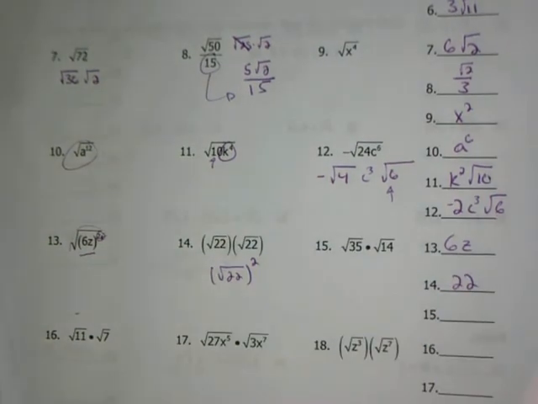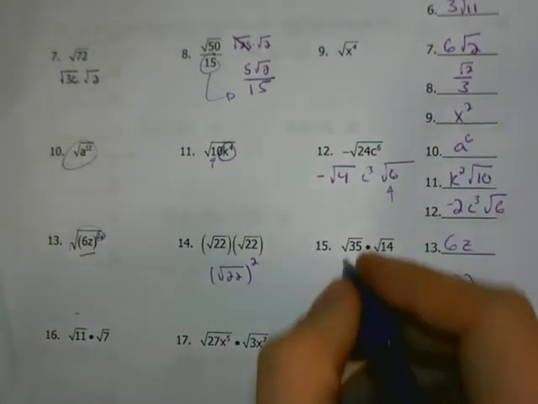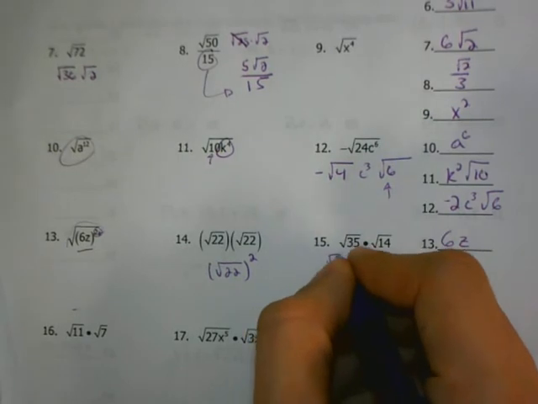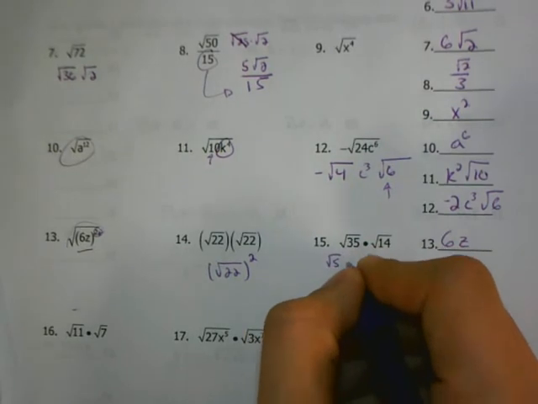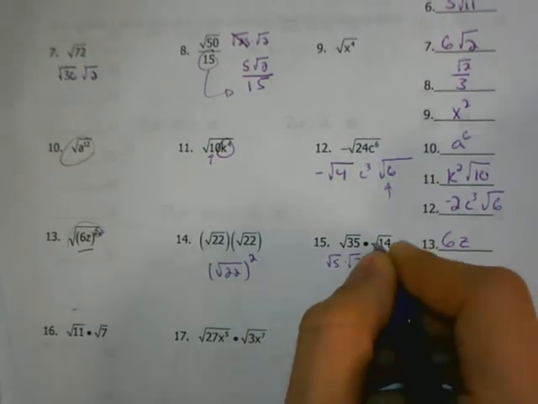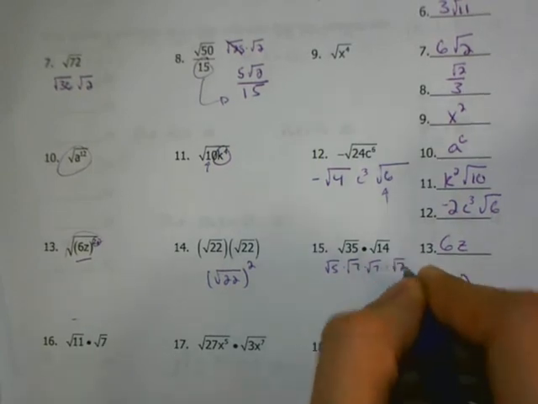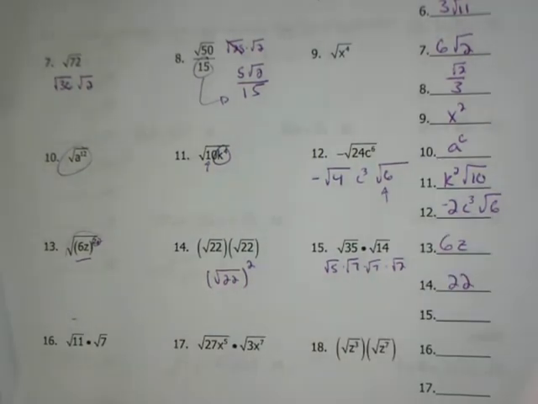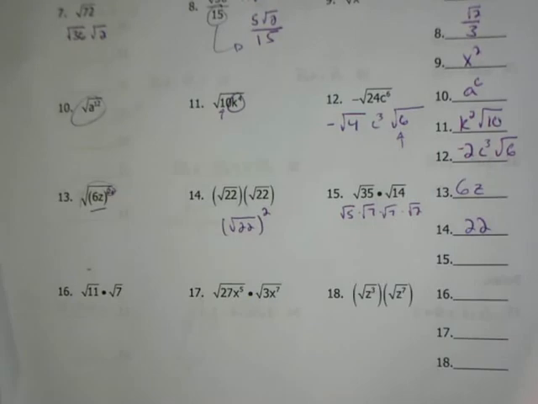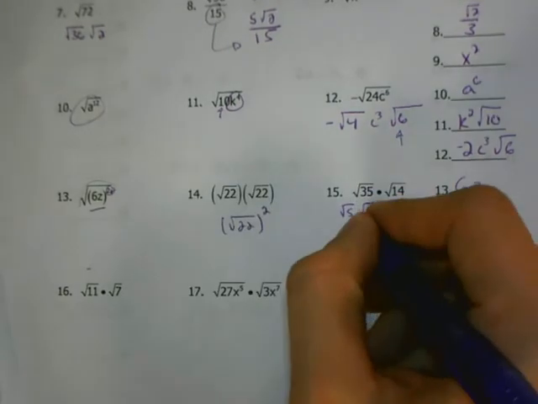Now on number 15, I'm going to take this a little bit differently. I'm going to break 35 up into the square root of 5 times the square root of 7. I'm going to break 14 up into the square root of 7 times the square root of 2. There are a lot of different ways to do this. If you've got a different teacher, it's very possible you've been shown a different method. But you will always get the same answer, which is good in math. Lots of different ways to do it. Same answer. That's what we're looking for.